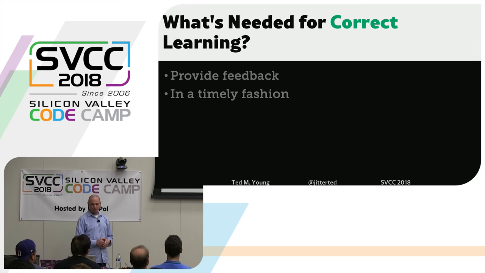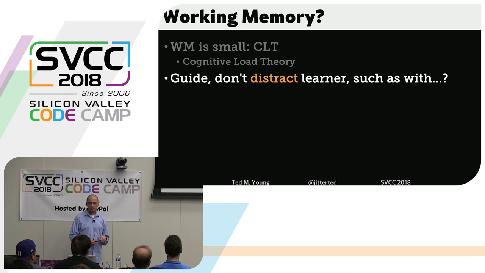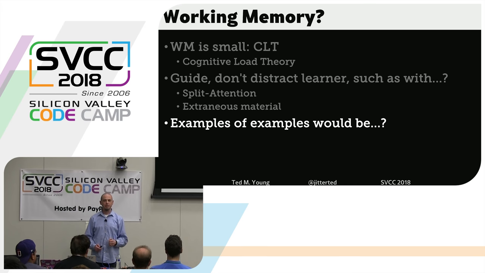And working memory. Working memory is small, cognitive load theory. You want to guide but not distract the learner. What are some things that are distracting? Extraneous, irrelevant. There was the one with the IntelliJ, JetBrains. Yeah, split attention, or extraneous material. And some examples of examples. What were the different kinds of examples I talked about? Concept maps was one. The guided ones, what were they? Parsons problems. And the other one was worked examples.